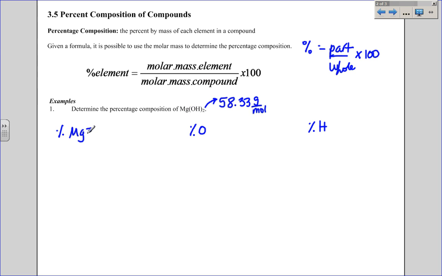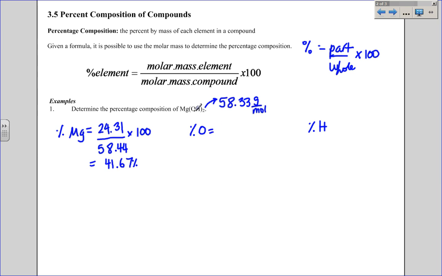To determine the individual percentage compositions, we're going to take the percent based on their individual contributions to the total mass. So magnesium, there's 1 magnesium, so it's got a molar mass of 24.31. And we're going to take that part, divide it by the entire molar mass, which is 58.44, and we're going to multiply by 100. So we get a percentage of 41.67.